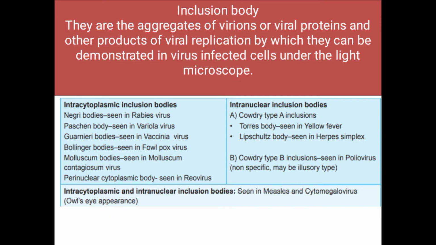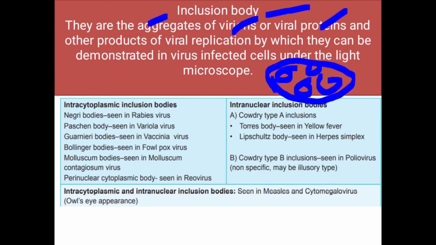Now, the next is inclusion bodies. What are inclusion bodies? Actually, inclusion bodies are aggregates of virions or viral particles or their products formed during replication, which can be demonstrated in virus-infected cells under the light microscope. These are small aggregates of virus. These aggregates may be formed from viral protein, or they may be other products during replication, and they can be seen through the light microscope.